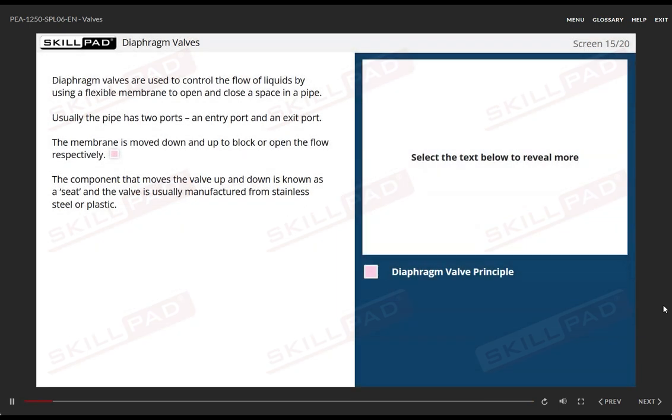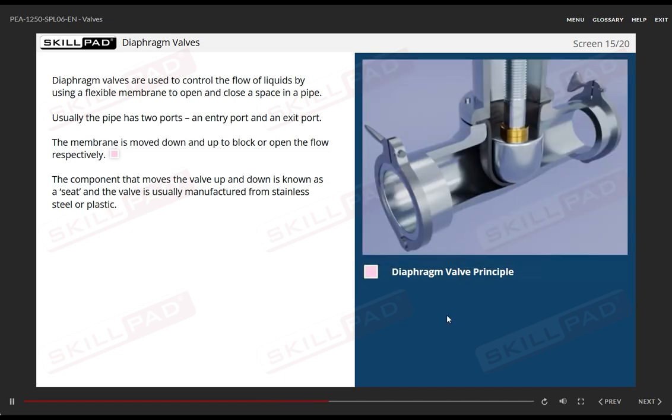Diaphragm valves. Diaphragm valves are used to control the flow of liquids by using a flexible membrane to open and close a space in a pipe. Usually, the pipe has two ports, an entry port and an exit port. The membrane is moved down and up to block or open the flow, respectively. The component that moves the valve up and down is known as a seat, and the valve is usually manufactured from stainless steel or plastic.